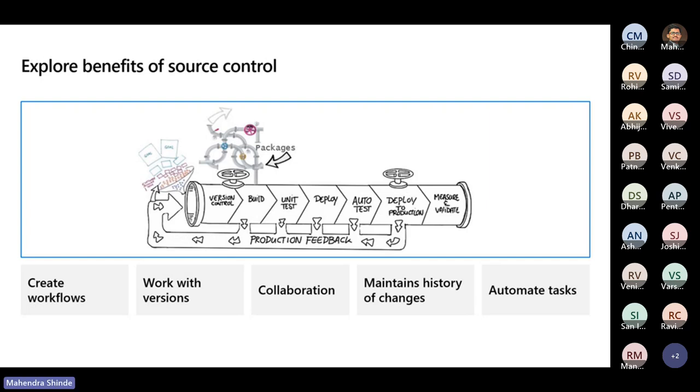So at every stage, if something doesn't work, feedback has to be sent back to the developer. And developers are supposed to fix things on their source control system. As soon as they fix it on source control, build, unit test, deploy, all the stages will rerun. And this will all happen till production deployment. Once you go to production, then you just have to measure and validate, meaning run the monitoring tool.